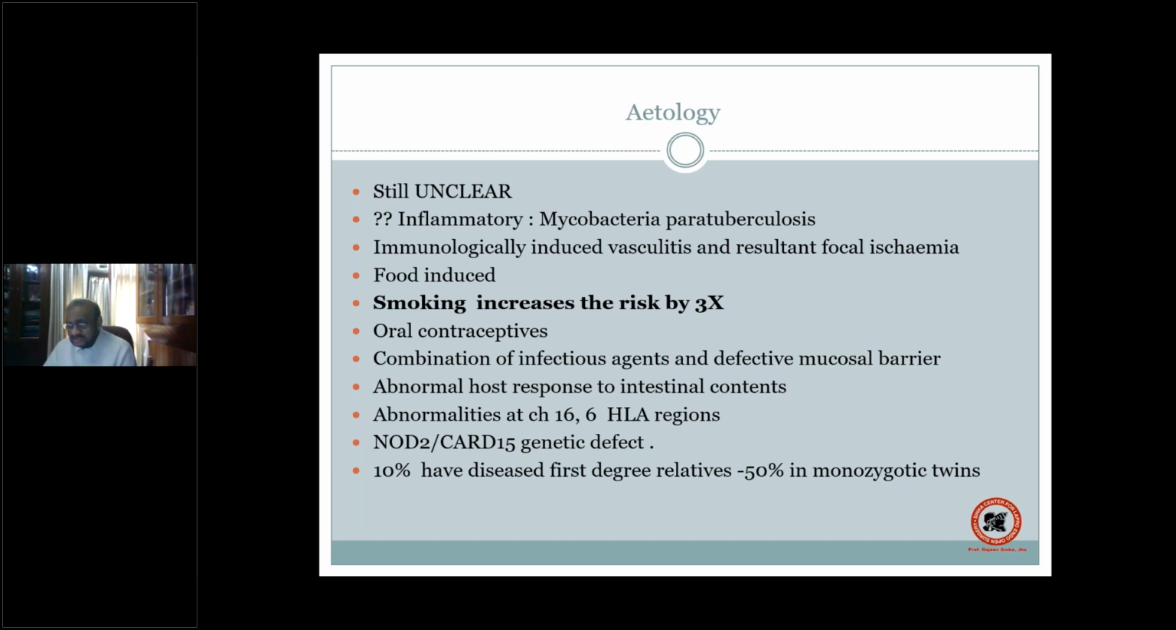So if you've got Crohn's disease, there is a 10% chance that one of your first degree relatives probably has it, and 50% incidence of Crohn's disease is found in monozygotic twins. So it does have a genetic variant.